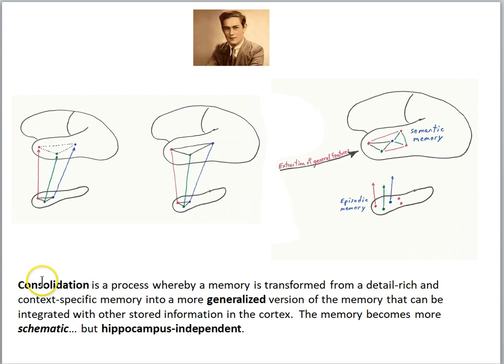So for trace transformation, the consolidation process is a process whereby a memory is transformed from a detail-rich and context-specific memory into a more generalized version of the memory that can be integrated with other stored information in the cortex. The memory becomes more schematic, but hippocampus independent. Notice then in this description, we're almost talking about that very transformation between episodic memory into semantic memory.